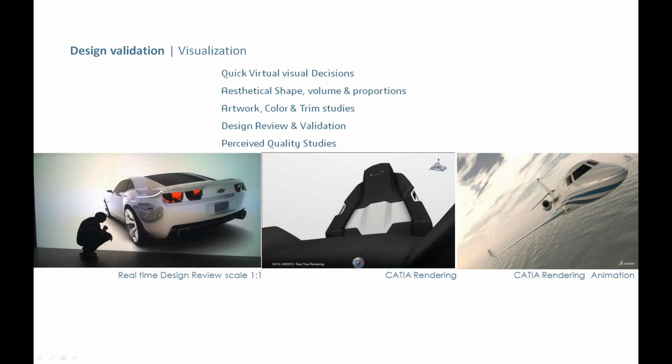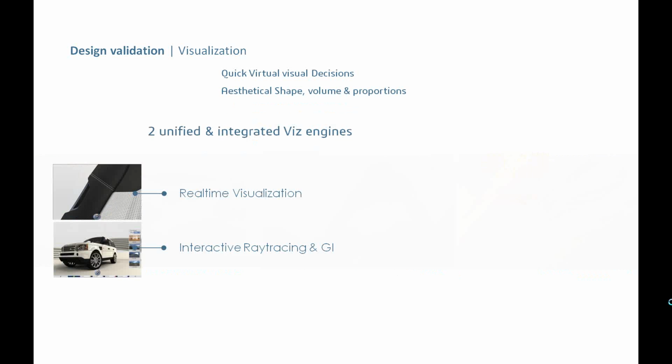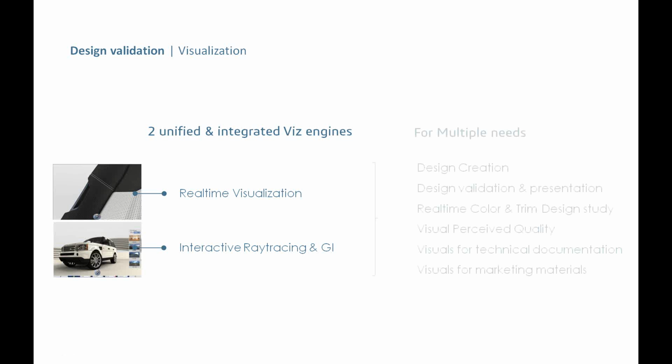And this is where we did a lot of improvement in CATIA for Creative Designers to offer both technologies. First of all, a real-time visualization engine that should participate in the creative experience while you're modeling, to have pretty good visual quality, to be able to study the volume, the proportion, and to have a real-time experience of your materials, colors, and every related visual topics.